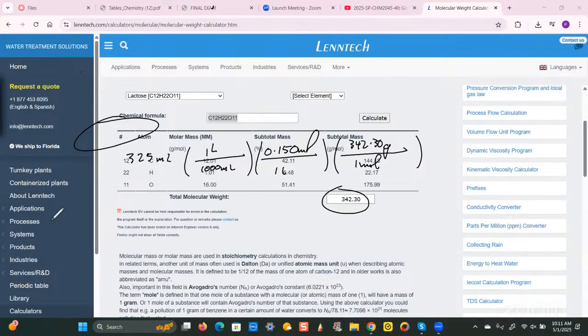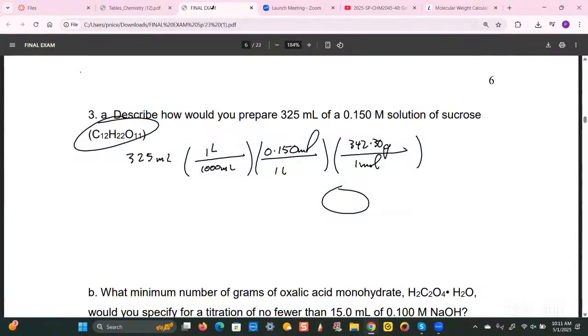So, okay, all right, so that's the setup. So 325 divided by 1,000 times 0.15 times 342.30. And according to my calculation, this works out to be equal to, when rounded off to 3 sig figs, 16.7 grams, right? So that's the calculation part in response to the question.